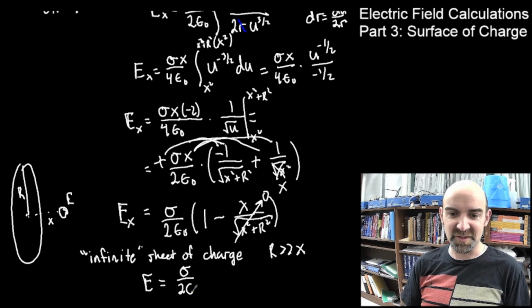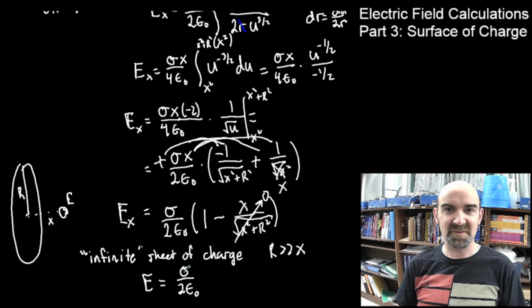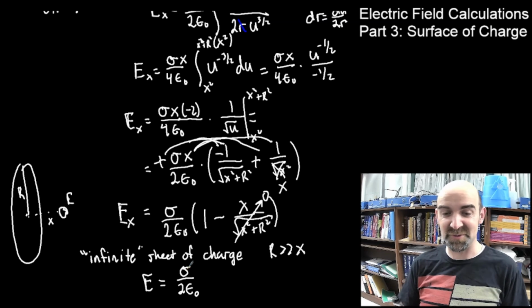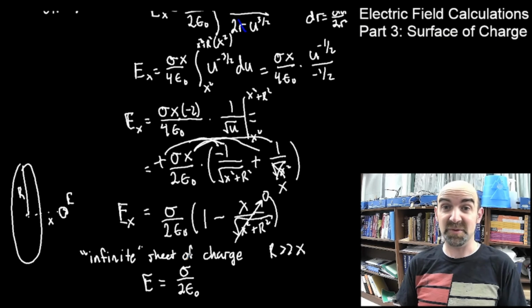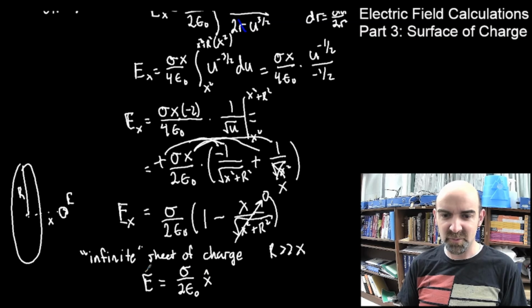It is only the electric charge, the surface charge density divided by 2 times a constant. There's no x value here. We should note, though, it would be in the direction of the distance away. So this is a vector here.